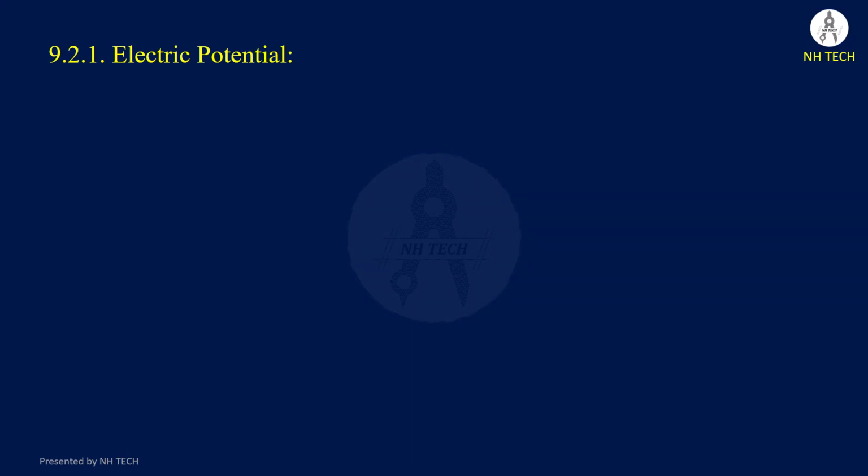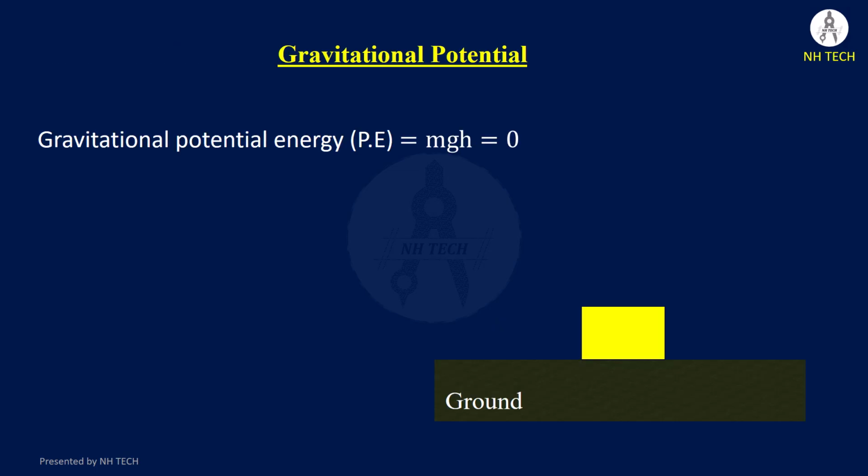Our next topic is potential difference and power. But first, let's understand the concept of electric potential. To make this easier, I'll begin with an example you might already be familiar with: gravitational potential energy. Imagine an object lying on the ground. At this point, its gravitational potential energy is zero because its height is zero.